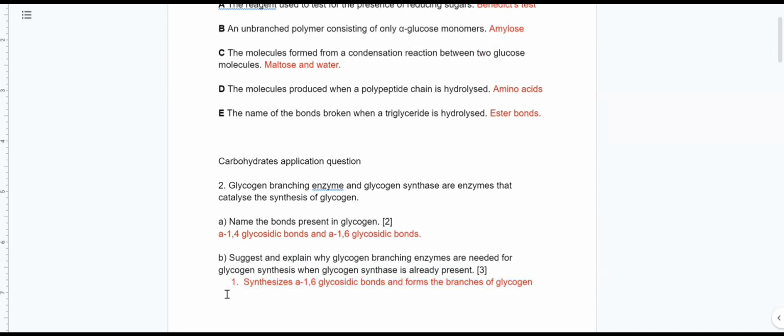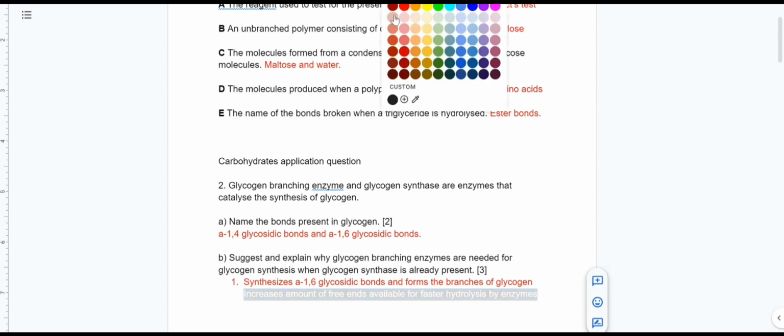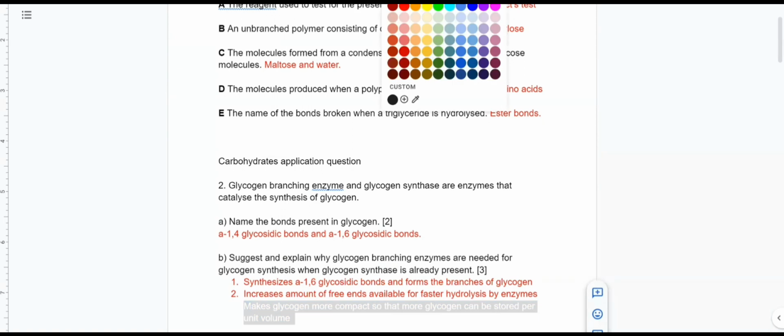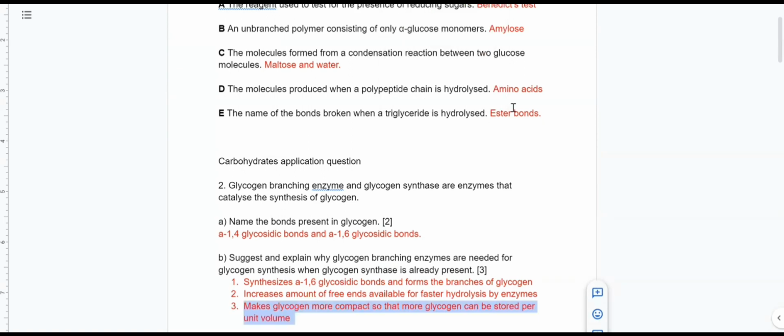And afterwards, you can go on to mention why the branches are important. Firstly, the branches help to increase the amount of free ends available for faster hydrolysis by enzymes. So this allows glycogen to release large amounts of glucose molecules efficiently when it needs to get hydrolyzed by enzymes, for example, during respiration. And the third point, you can talk about how increased branching actually helps glycogen become more compact. And this is good because it allows more glycogen to be stored in the cell per unit volume. So that will be our 3 points for this question.